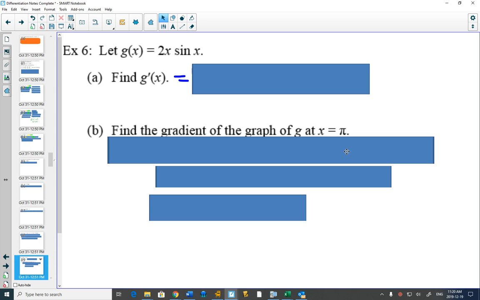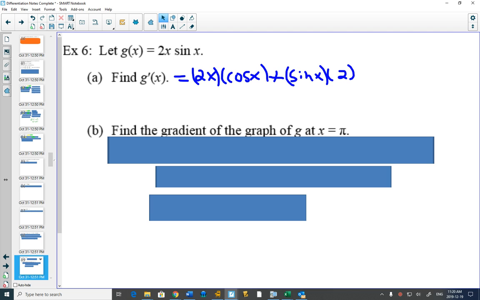So question 6, find the derivative. Okay, I'll give you a 10-second head start. Check how you did.